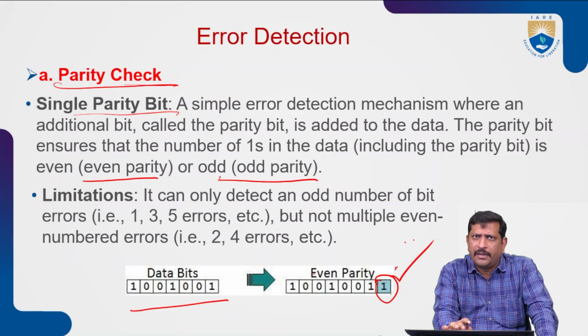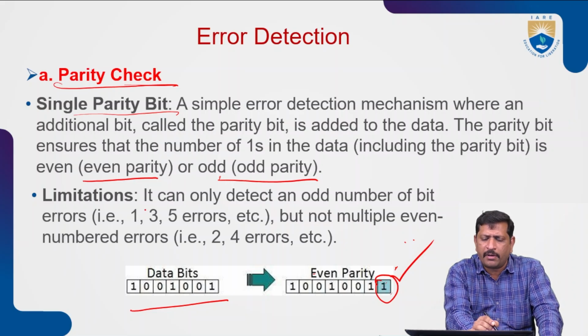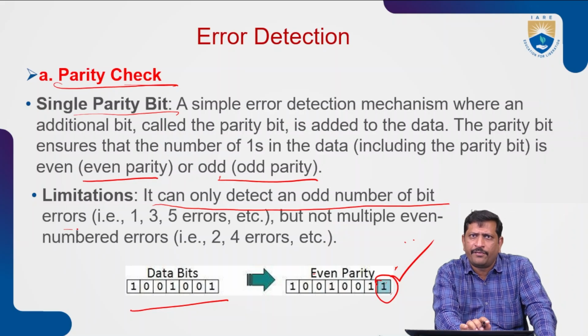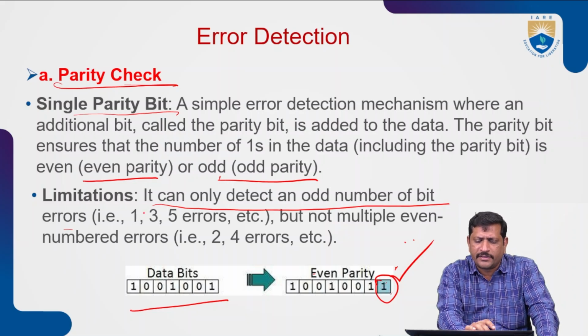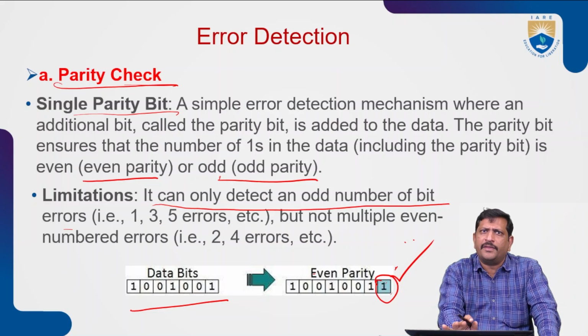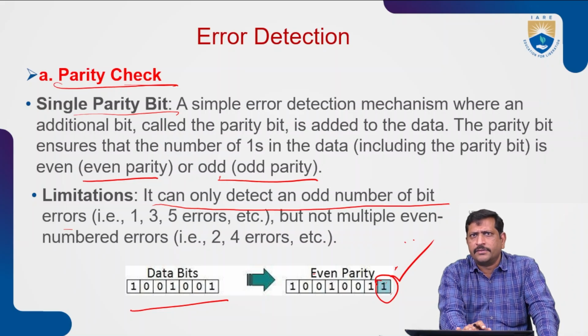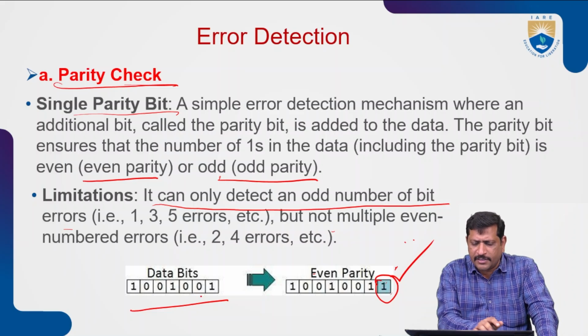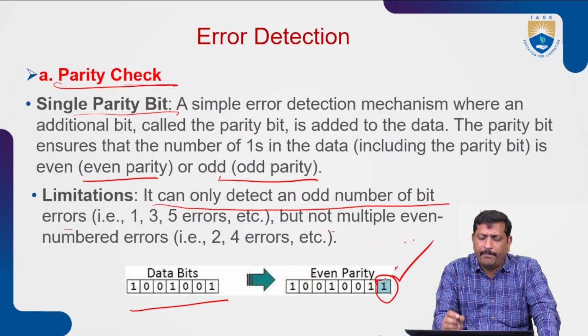The limitation is that it can only detect an odd number of bit errors, for example 1, 3, 5 errors, etc. These are odd numbers of bit errors, but not multiple even numbers of errors, that is 2, 4 errors, etc. Here this is the data being transmitted, and in this data transmission the parity bit will be added.